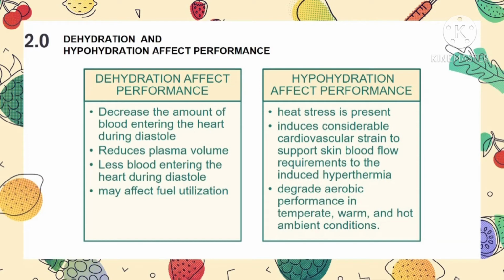Proceeding with 2.0, it's about how dehydration and hypohydration affect performance. Here we have two tables. The first table, dehydration affects performance. The first point, decrease the amount of blood entering the heart during systole. Second point, reduce plasma volume. Third point, less blood entering the heart during systole. And the last point, may affect fuel utilization.